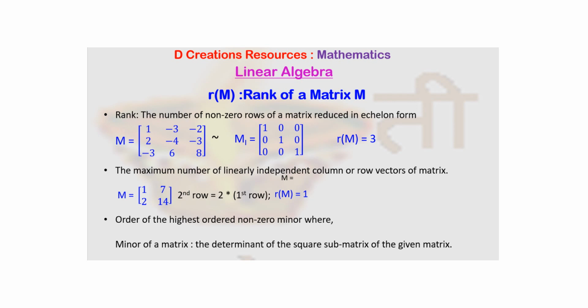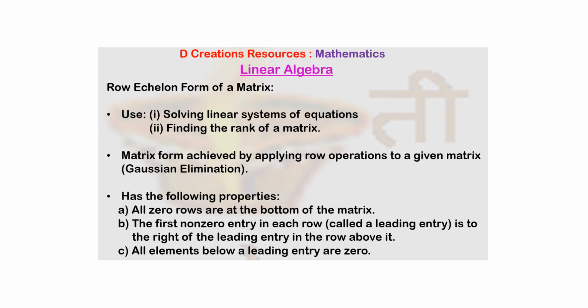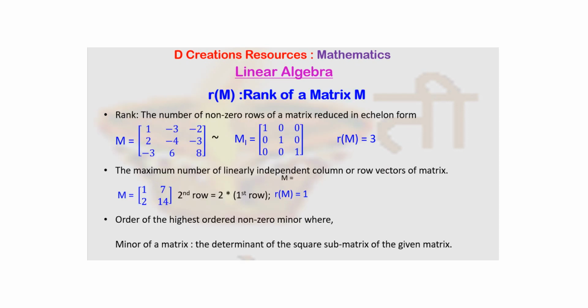For example, we have earlier learnt about echelon form of a matrix. If you recall, in echelon form we have certain properties for that matrix: all the zero rows should be at the bottom of the matrix, the first non-zero entry in each row has to be to the right of the leading entry, which is also called a pivot, and all the elements below a leading entry need to be zero. And there we had also mentioned that an application of this matrix is finding the rank of a matrix. So if you have a matrix and you go to its echelon form, then the number of non-zero rows is going to tell you what is the rank of that matrix.